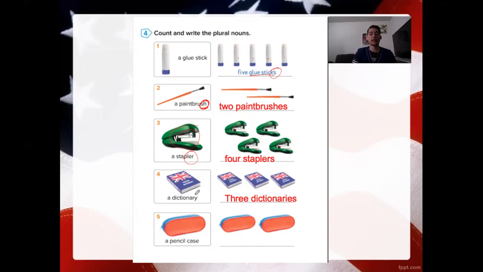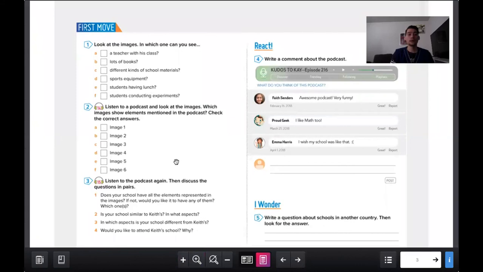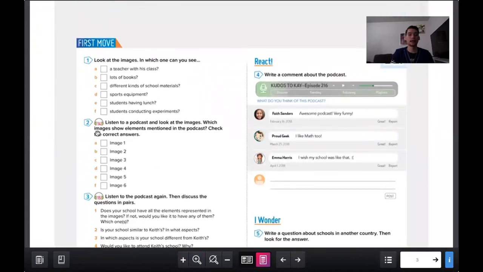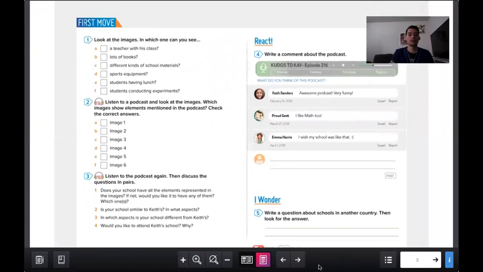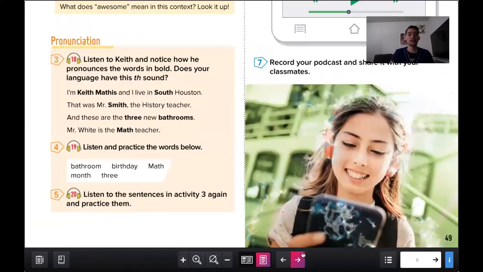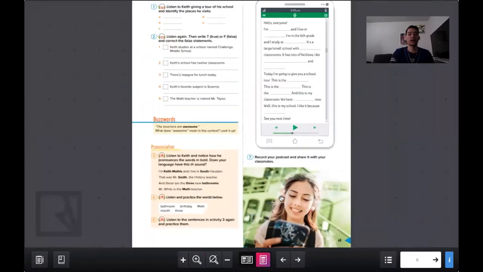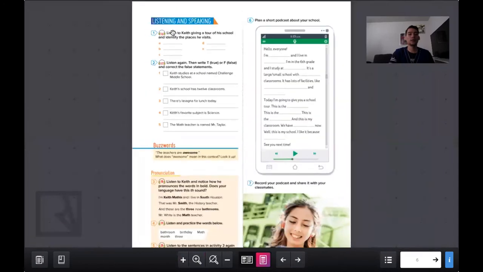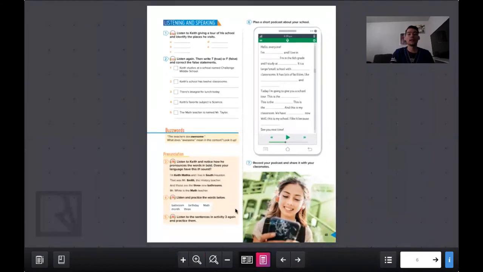Dictionary. One, two, and three dictionaries. Olha só. Terminou em Y. A gente tem que fazer o quê? Tira o Y e coloca IES. Three dictionaries. Pencil case. One and two pencil cases. Pessoal, vocês então irão realizar a atividade da página 47, ok? E também as atividades da página 49. Aqui, listening and speaking, página 49. Lembre-se que o áudio a gente pega lá na parte final do livro, no QR Code, tá?